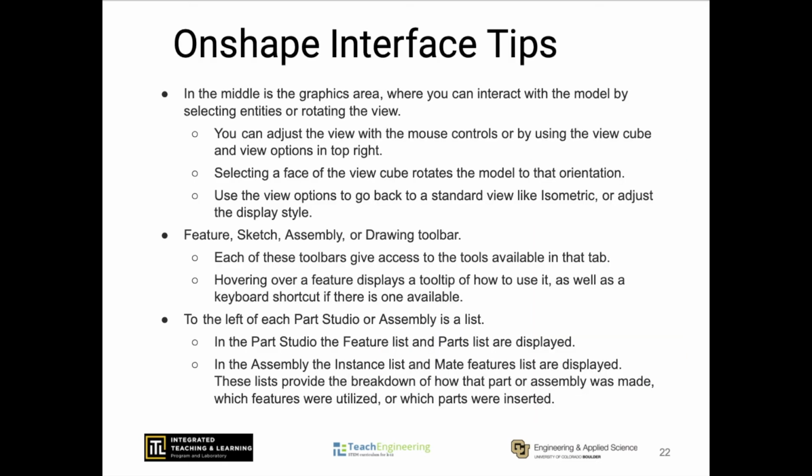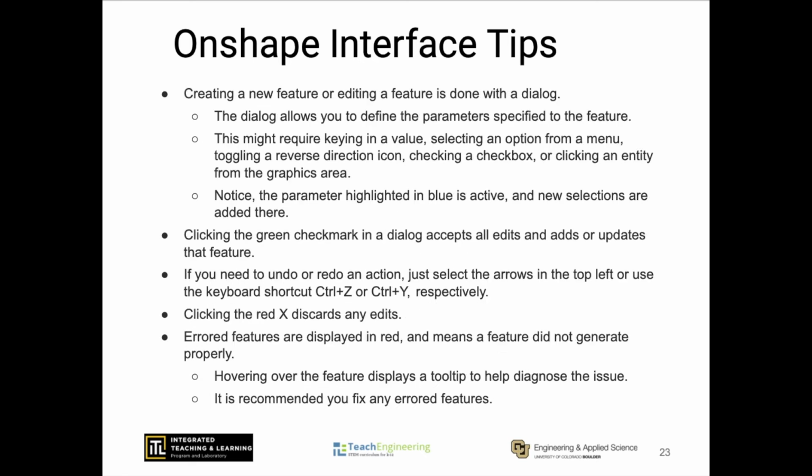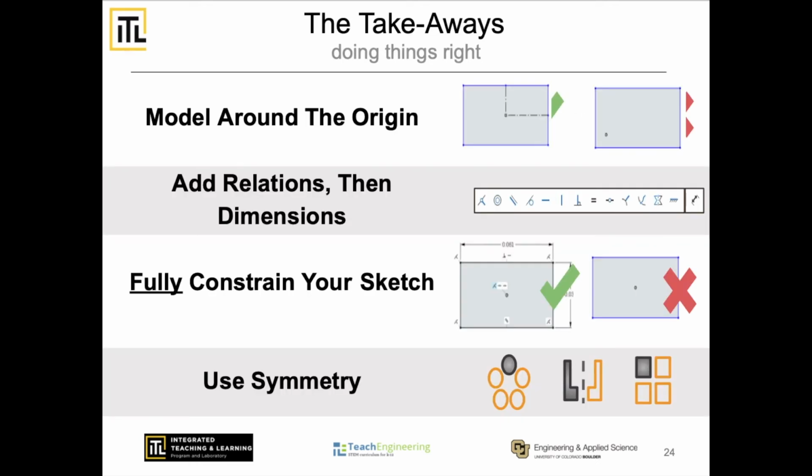Here are some tips if you want to use Onshape. Go ahead and pause here in the video or go to the slide. Here are a few more tips. The main takeaways of this session is that you should model around the origin, add relations, and then add dimensions. Fully constrain your sketch, and then use symmetry.